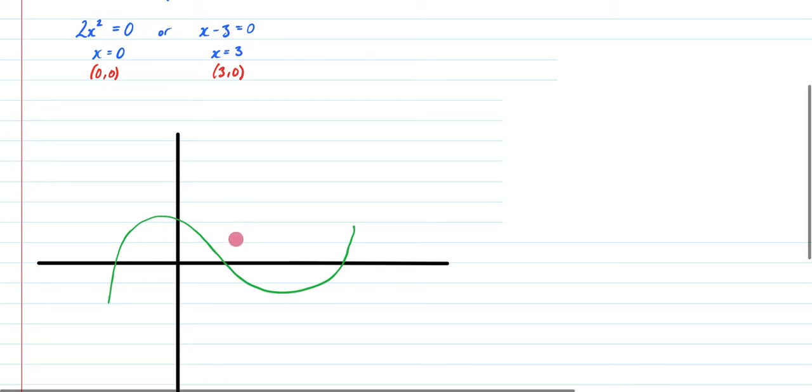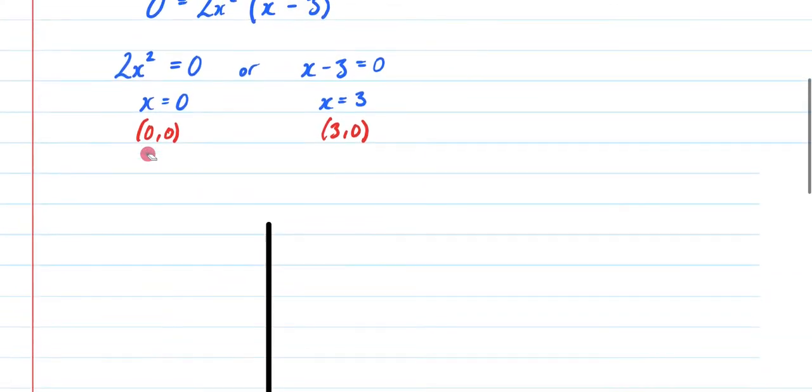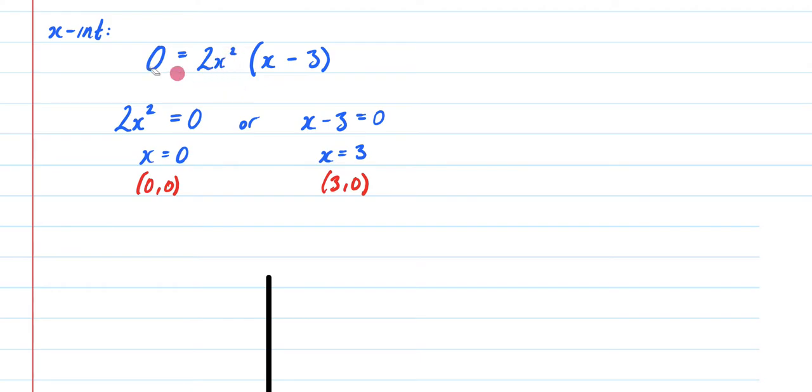Well, as we've seen when we were learning how to draw cubics, what we know is that when I have a term that is squared, it's going to bounce at that point. So because 2x squared is a bounce, and when I solved that for my x-intercept it was 0, 0, I know it's going to bounce at this point. And that's why I've only got 2 x-intercepts, because it's bouncing at that point.